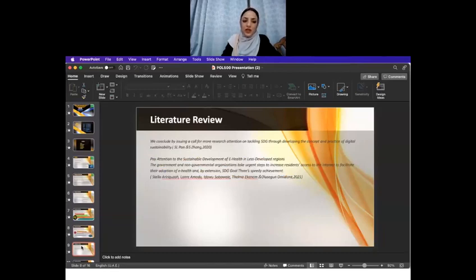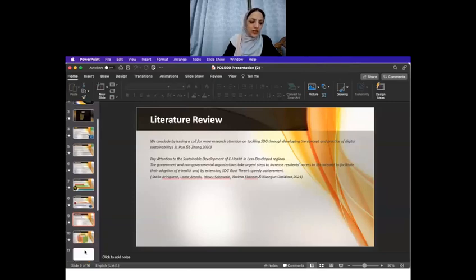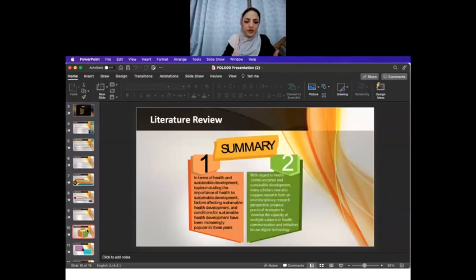Finally, as we concluded, we issue a call for more research attention on tackling the SDGs. As you can see here, to sum up, we have two points for the literature review. In terms of the health and sustainable development topic, including the importance of health to sustainable development, factors affecting sustainable health development, and conditions for sustainable health development have been increasingly popular in these few years.